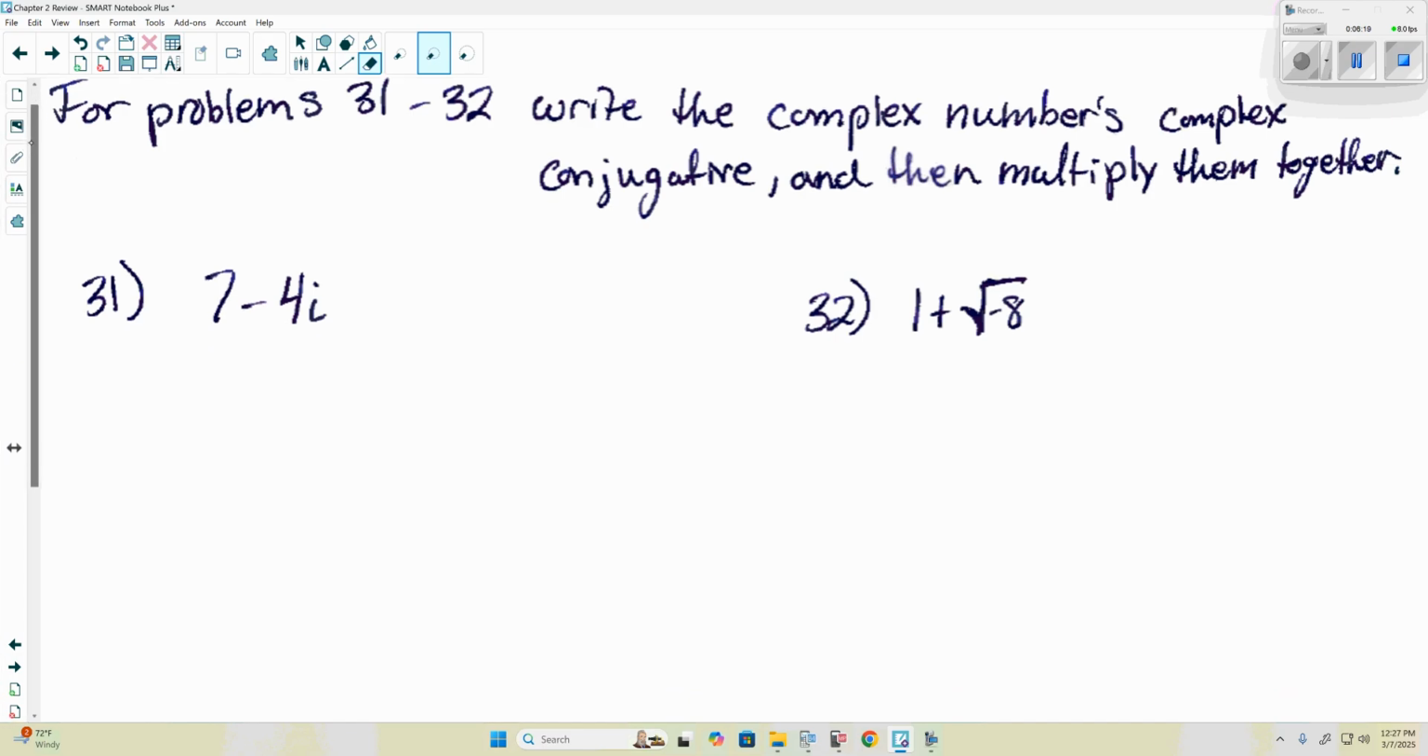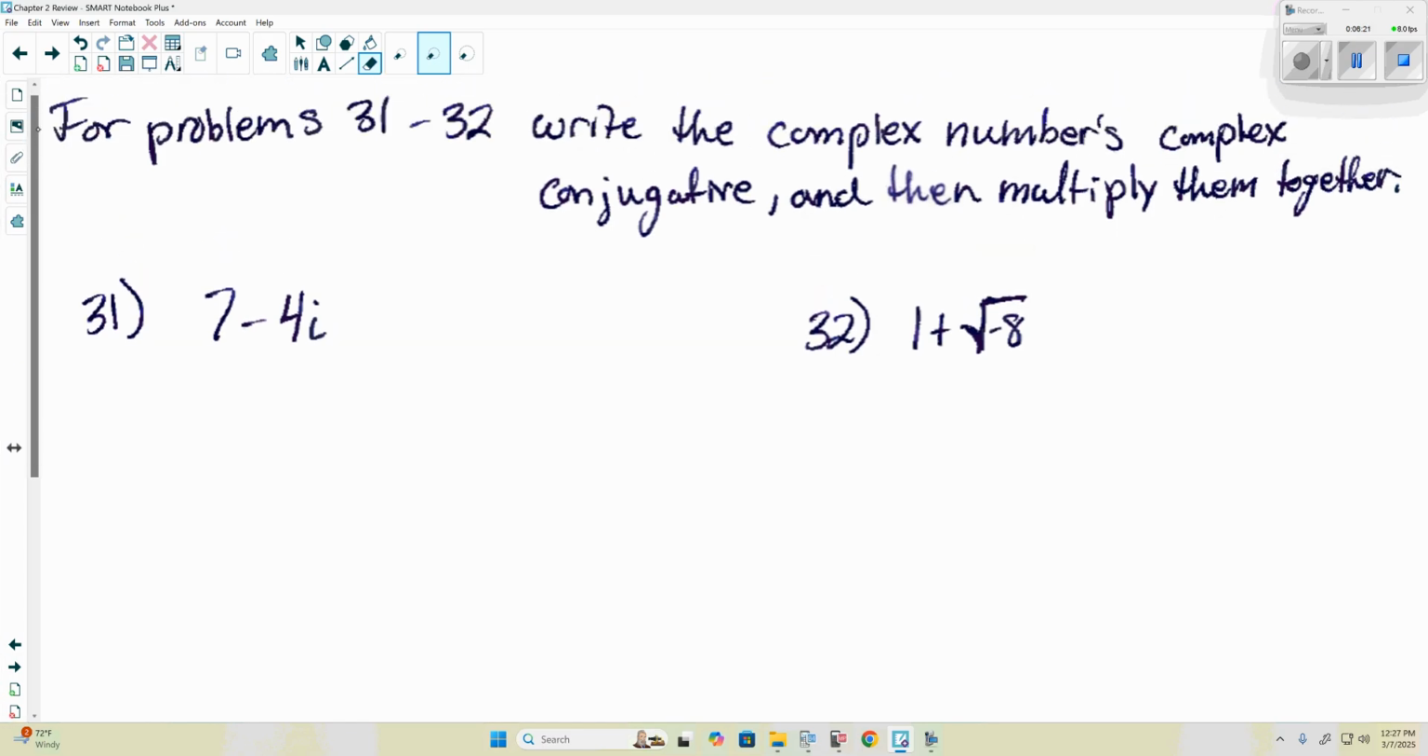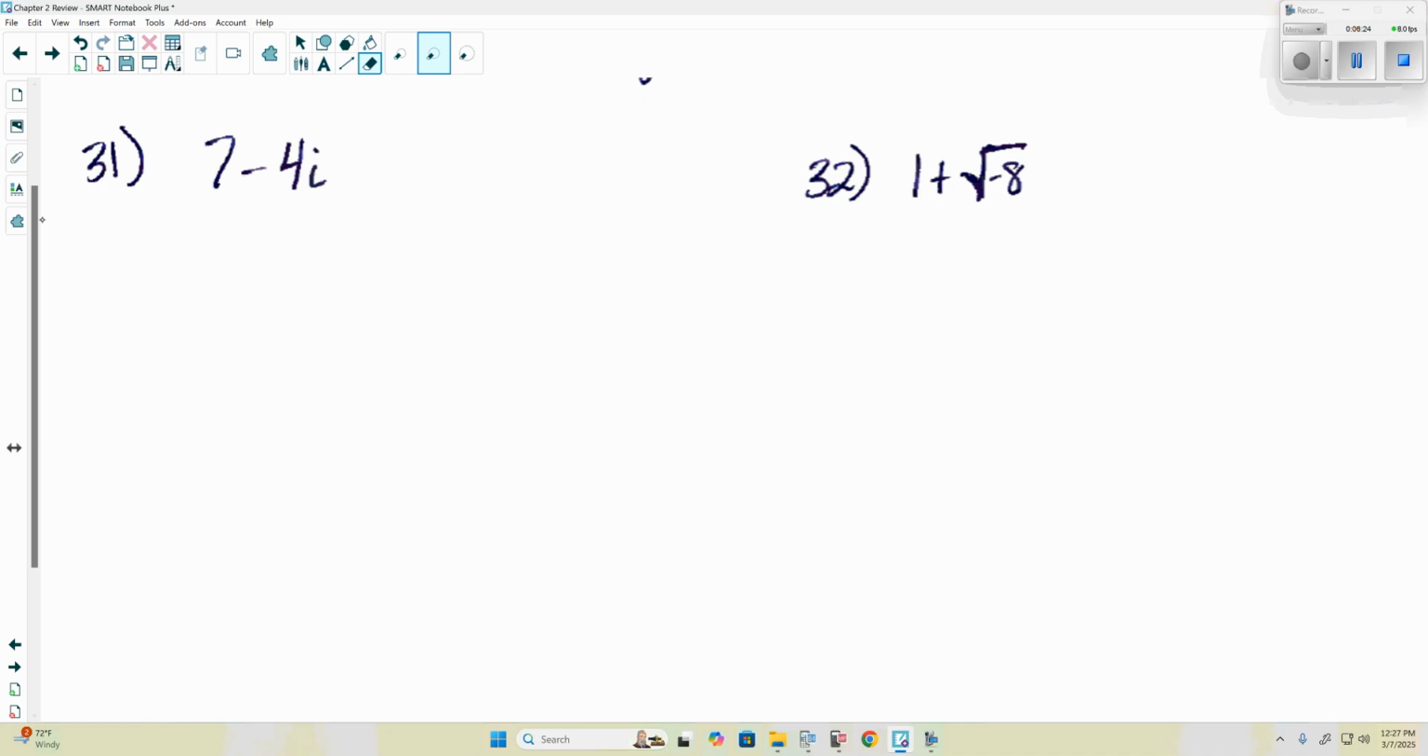Now, 31 and 32, write the complex conjugate and then multiply them together. The calculator won't just give you the complex conjugate. But what is the complex conjugate for 7 minus 4i? It's going to be 7 and 4i, but something's going to be different. Anybody have a guess? Complex conjugate, if a plus bi is a solution, a minus bi. Complex conjugates are these here.